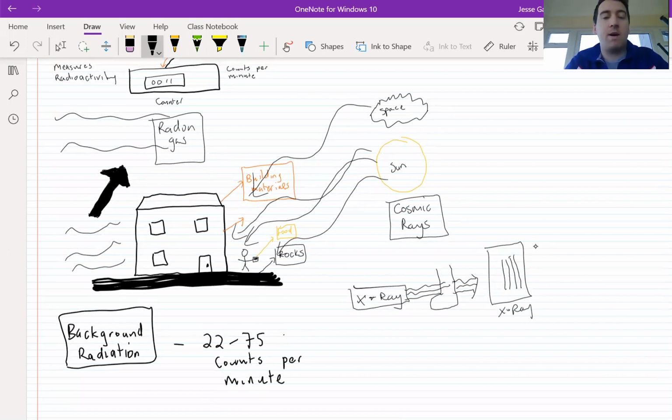Okay, we don't need to worry about background radiation because it's at such a low level. It is there, but it's at a low level. It's not a threat to our health or anything like that.